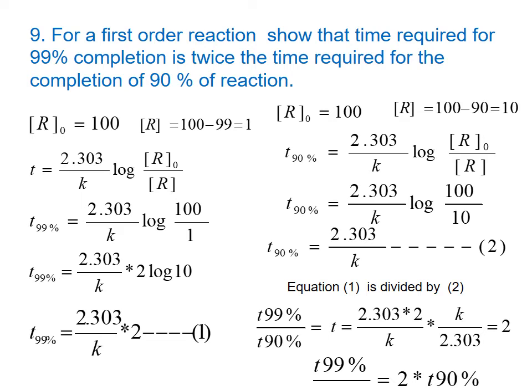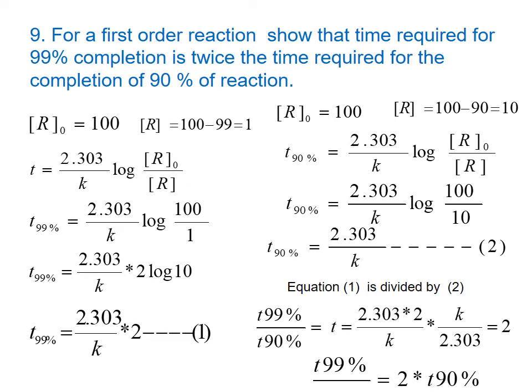99% completion of reaction means 99% of reactant changed into product. Now only 1% of reactant is present in the reaction mixture. So the concentration of R is equal to 100 minus 99 equal to 1. So we got R0 and R. Then we can find out the time required for this conversion from 100 to 1, which is equal to 2.303 by k log R0 by R.